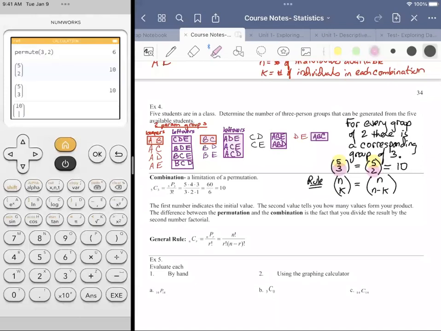10 up top, 7 down low. 10 up top, 3 down low. Both give you 120.